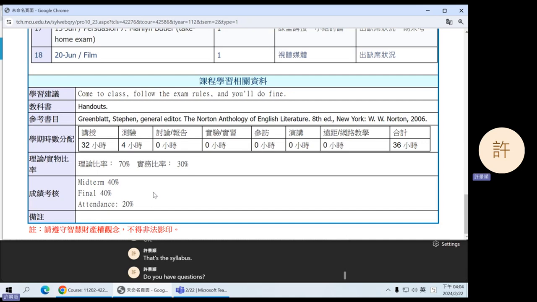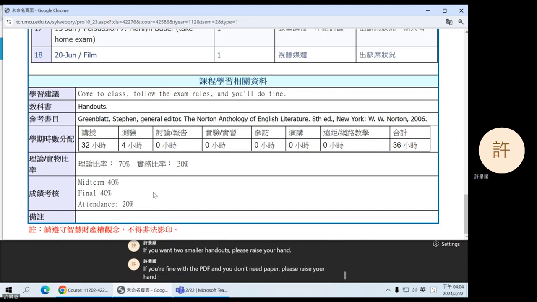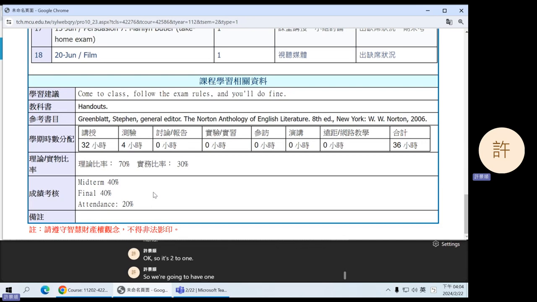Okay, let's decide. Do you want one big handout or two smaller handouts? If you want one big handout, please raise your hand. If you want two smaller handouts, please raise your hand. If you're fine with the PDF and you don't need paper, please raise your hand. Okay, so it's 2-1, so we're going to have one big handout. Thank you all for not voting.